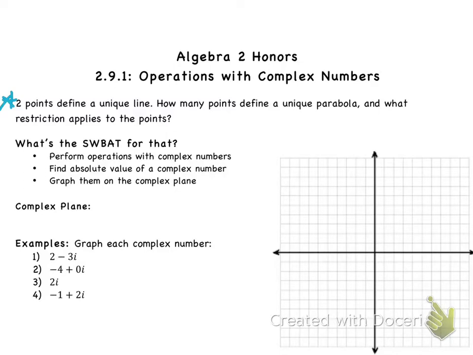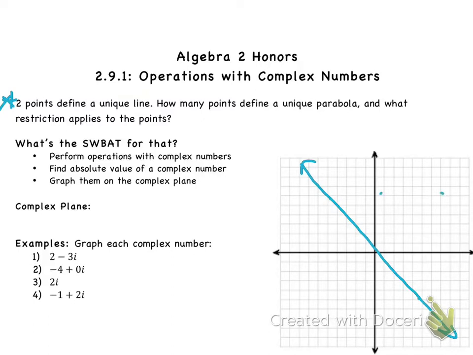So you have 2 points that define a unique line, meaning like if I have 2 points on a graph, I can draw only one line that goes straight through them. So I'm curious to know how many points you need in order to define a unique parabola.